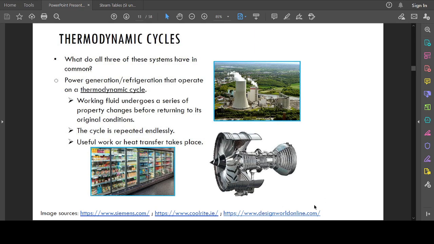Now, in the case of refrigeration, we already know what happens. The hot air within the refrigerated chamber is extracted by a cold fluid through heat exchanger coils. In the power station, steam is generated, and that steam is used to move turbines to generate electricity. And in the jet engine, a mixture of air and fuel generates enough energy to give the jet a thrust in order to move.